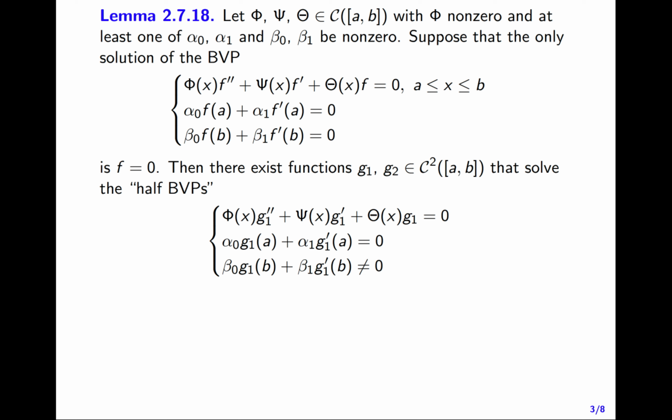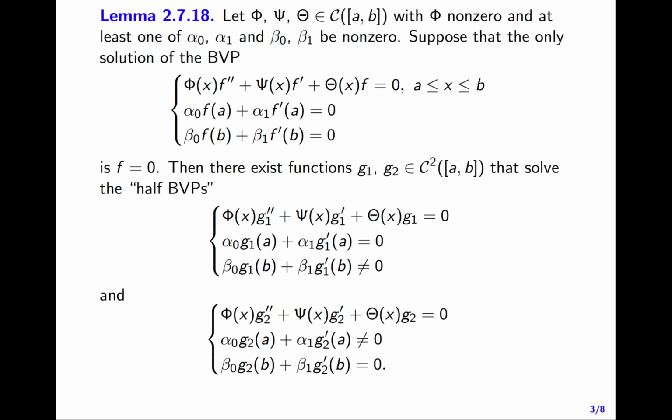So what does g1 do? g1 satisfies the differential equation, phi of x g1 double prime plus psi of x g1 prime plus theta of x g1 equals 0. g1 satisfies the boundary condition at a, alpha 0 g1 of a plus alpha 1 g1 prime of a equals 0. g1 does not satisfy the boundary condition at b. Beta 0 g1 of b plus beta 1 g1 prime of b is not equal to 0.